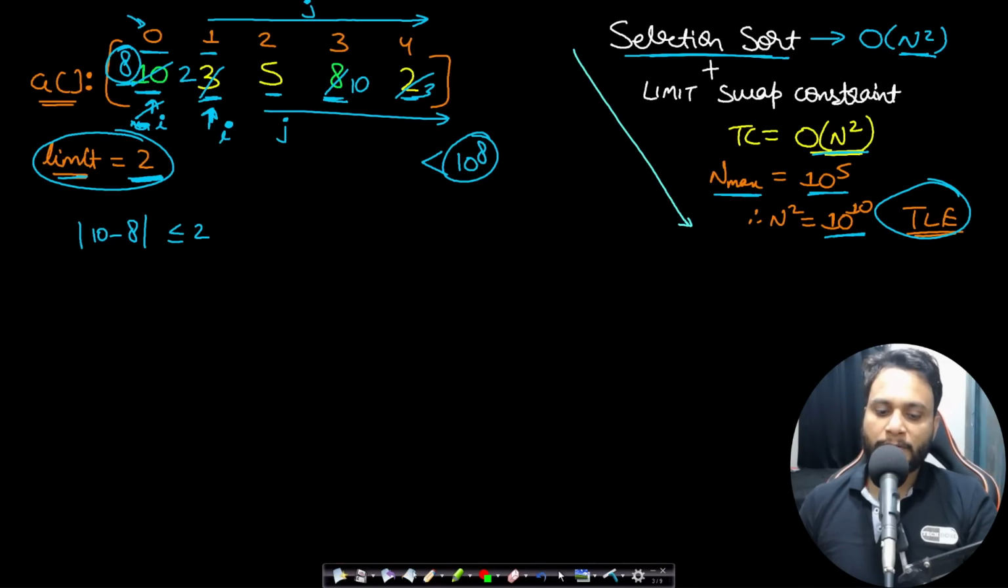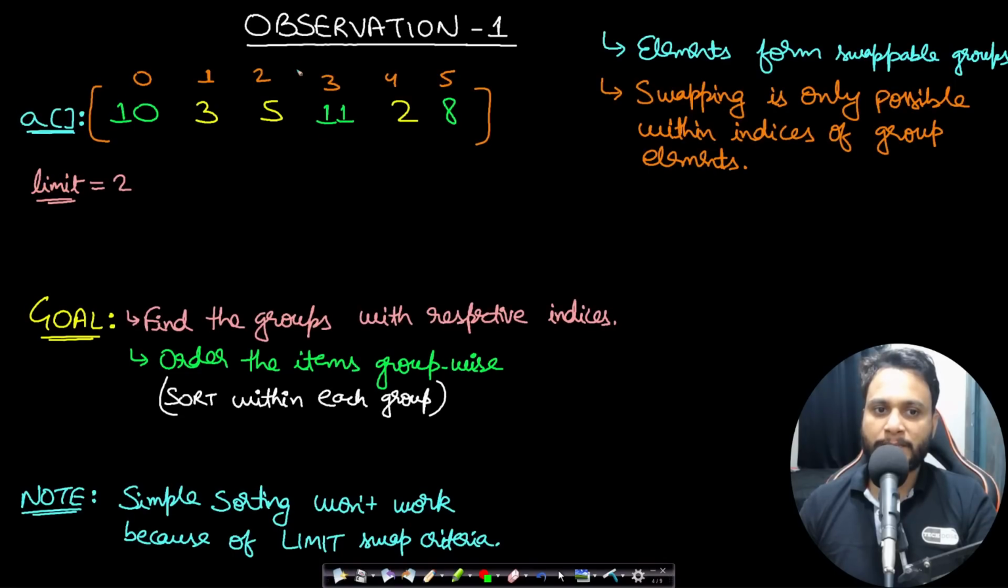So let's look at some observations which will actually help us improve the solution. I will be giving you 3 different observations. Let's look at the first one. In this case, let's say that the given array is having 6 elements and the limit value is 2. So the elements form swappable groups. This is always true. Elements will always form swappable groups. And how do you get the groups? If you look at this array, then you will find that 10, 11 and 8 will come in the same swappable group. Well, how do you know they are forming the same swappable group?